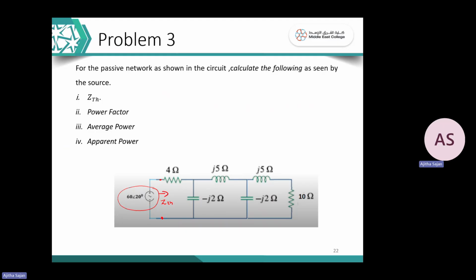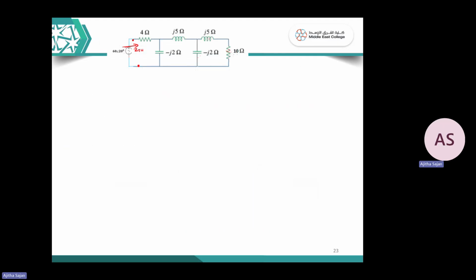Now let us solve it by writing it. The first part you have to calculate is ZTH. ZTH means we will look in from this angle, so I'll start from here. ZTH should include 10 and j5, connected in series, so I will add these two. Now these two will come in parallel with the minus j2, right? Now all these things come in series with the j5. Then if you calculate all this, that will come in parallel with the minus j2.